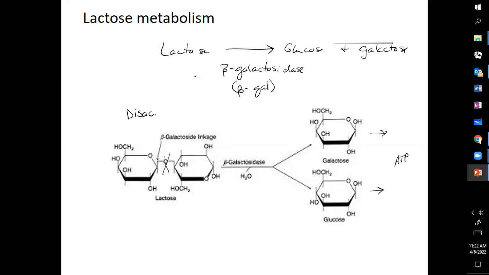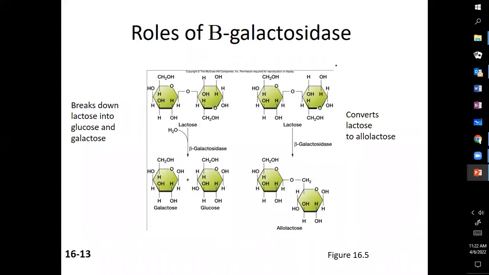Shortened beta-gal. So beta-gal is the enzyme that breaks it down. So it's a pretty simple kind of metabolic pathway, right? You've got one enzyme, it breaks the disaccharide into 2 monosaccharides, and then those feed into glycolysis for energy utilization. It also does sort of this isomerase reaction.